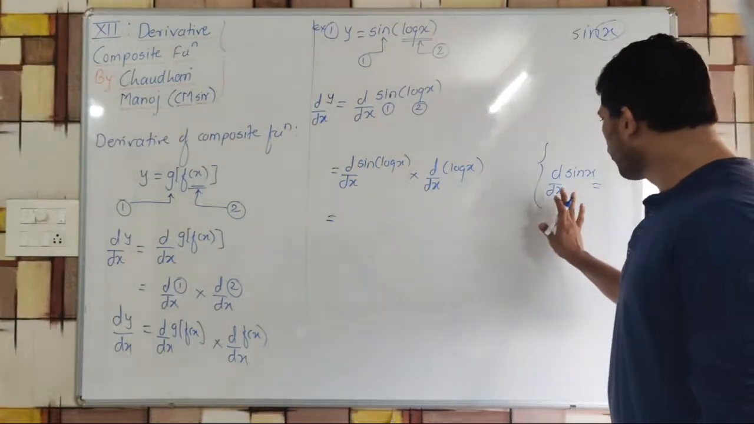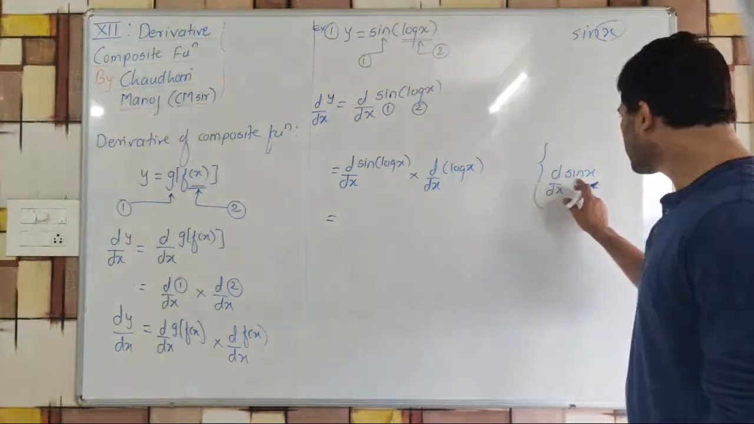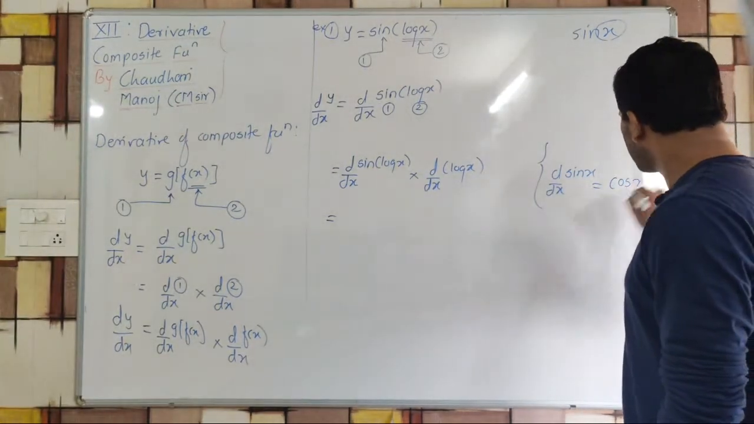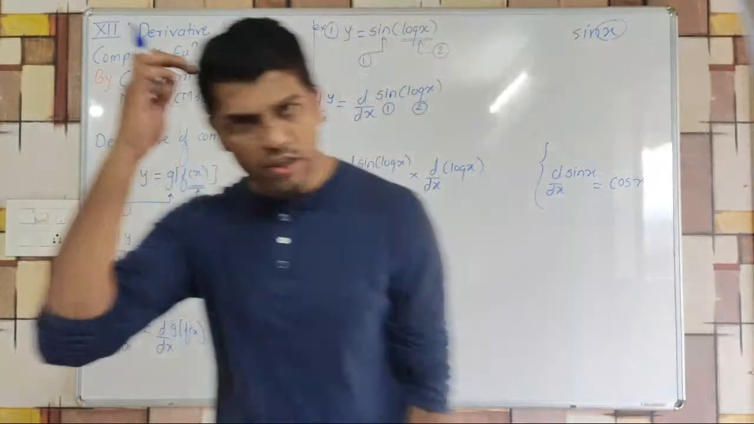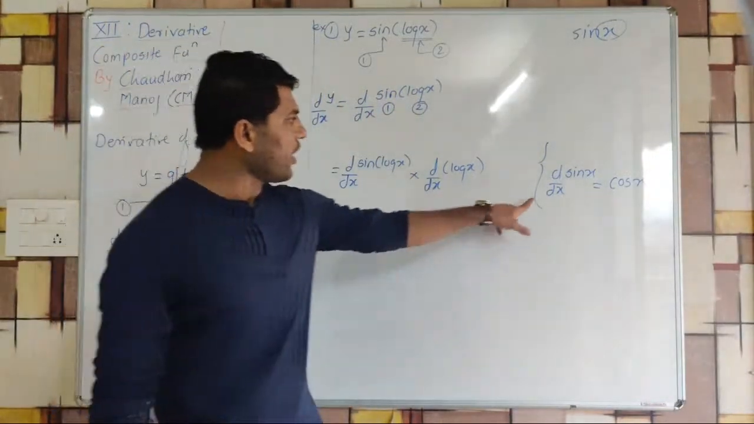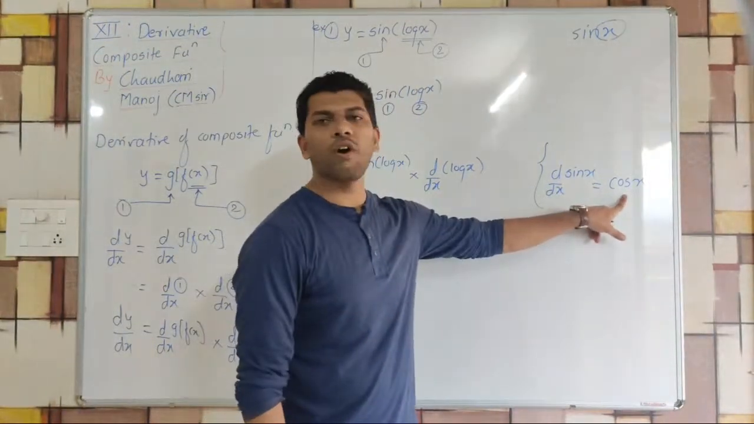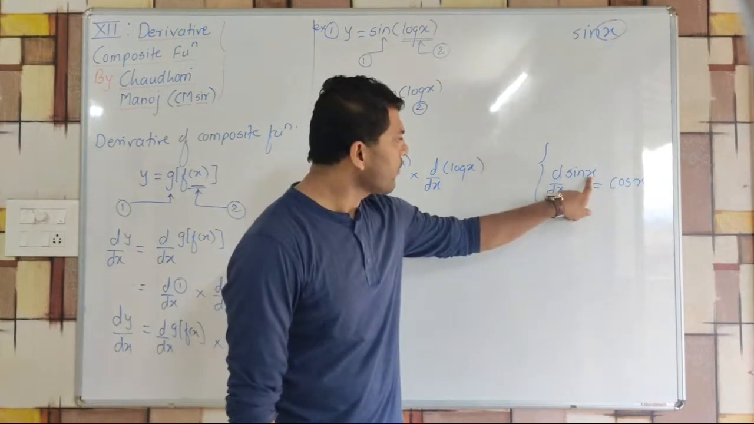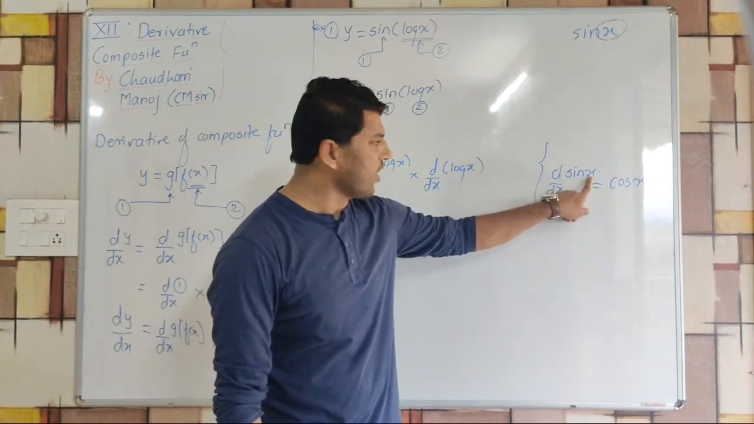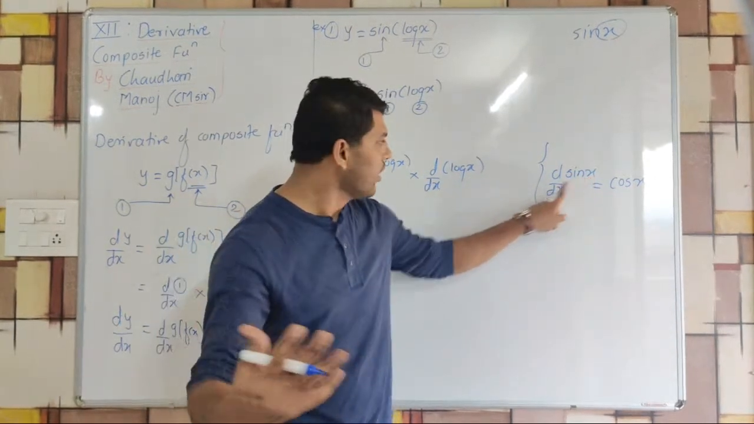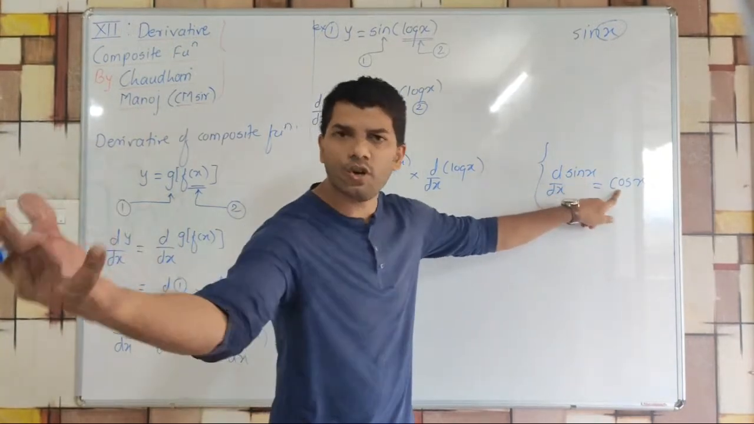So tell me friends, what was the derivative of sin x? The derivative of sin x is cos x. We know this formula. But here, if you observe, in the standard formula there is an x present. So we can say the derivative of sin x is cos x.